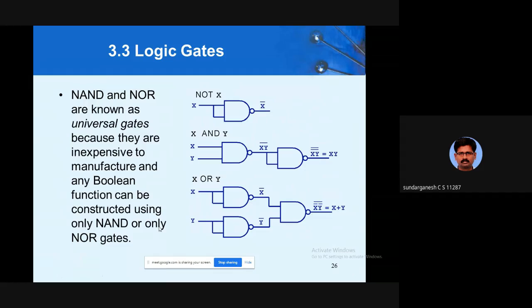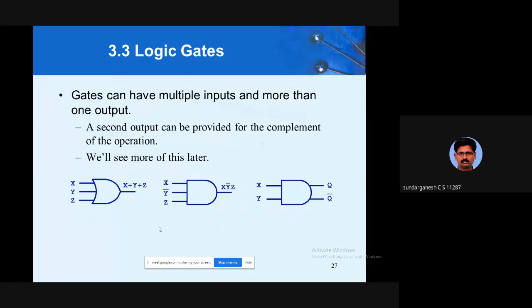We call the NAND gate and NOR gate universal gates, meaning they are very cheap and they can be used to make any gate. Any gate can be built from these universal gates. So we are calling these gates universal gates. They not only have 2 inputs, they can have multiple inputs: 3 inputs, 4 inputs, 5 inputs, 7 inputs, up to any number of inputs.